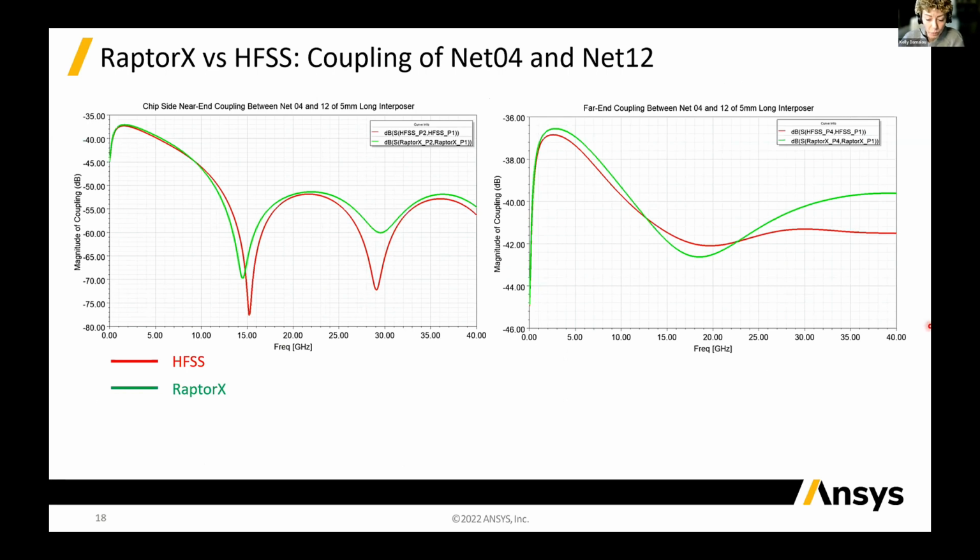Equally successful was the correlation of the far and the near end crosstalk. So here's the far end crosstalk and here's the near end crosstalk. Again, HFSS is the red curve and RaptorX is the green curve. And again, you can see that RaptorX delivers the same level of golden accuracy as HFSS.